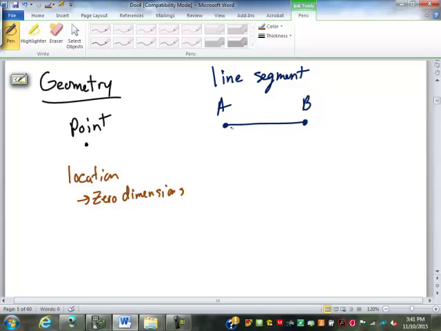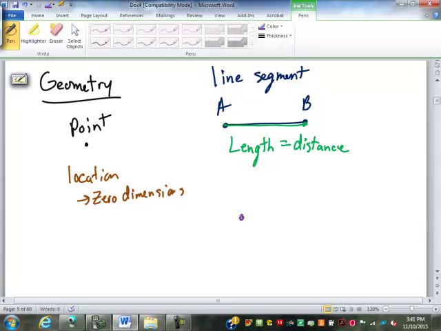A true line goes on forever in both directions, by the way. We define the length of that segment. It doesn't make sense to use true lines because everything we do begins and ends somewhere. So the length of that segment is equal to the distance that the point moved. We started at point A and moved to point B. That distance that it was moved is the length of the segment.